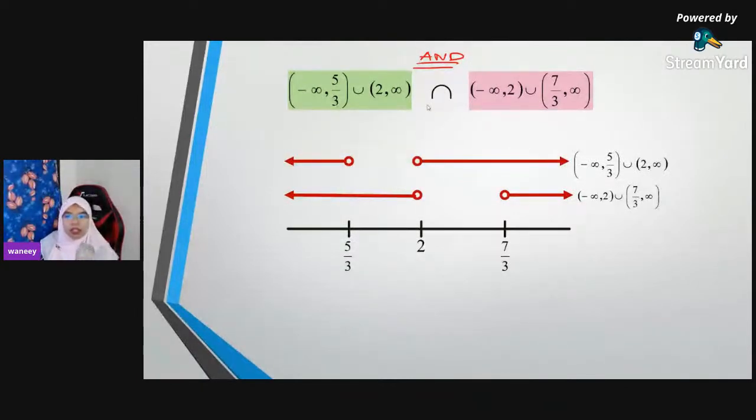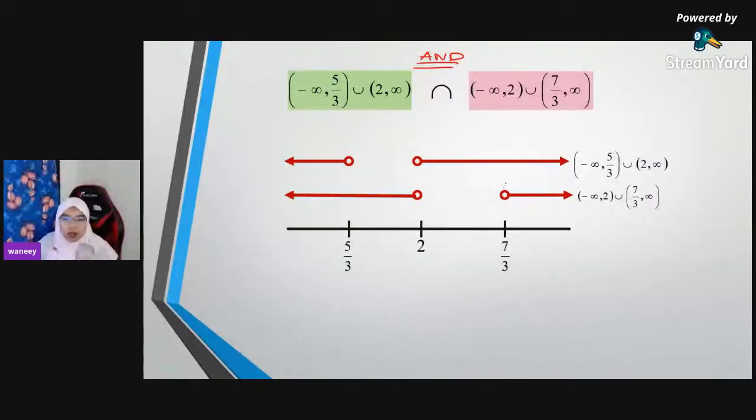Okay, so this is the answer on the left hand side. This is the answer on the right hand side. So kalau perasan dia macam ada dua layer lah. Satu left, satu right. Okay, so now we should find the intersection between those two answers.